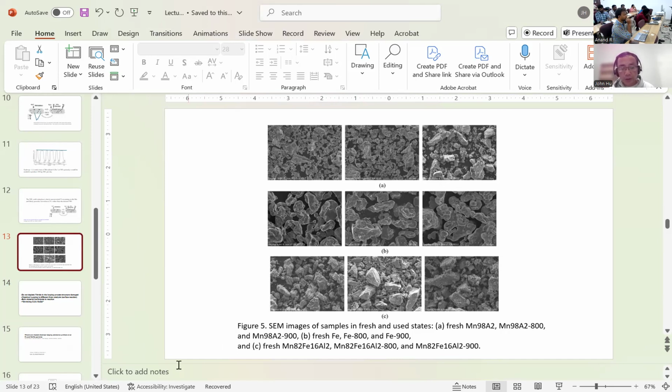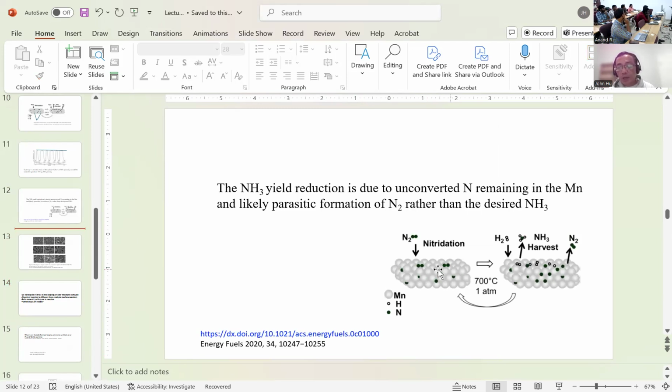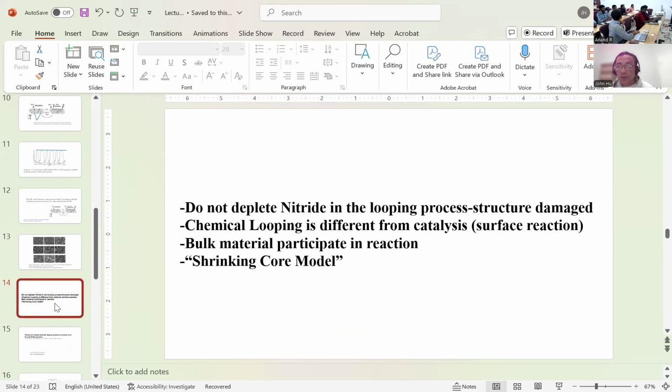When the structure changes, the nitrogen carrier deactivates. So do not deplete it. That means keep some of this black dot nitride still in the structure. You only let maybe half or 30% come out, then do the next cycle. So you will hold this structure and it will not be damaged. That's one of our engineering solutions.